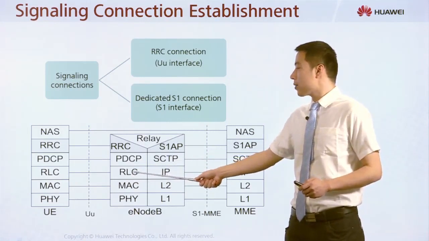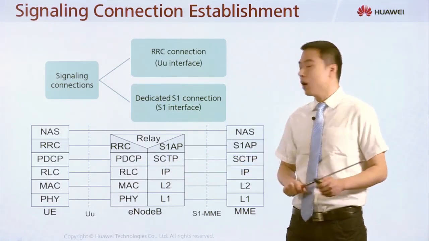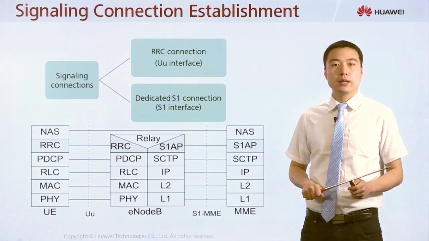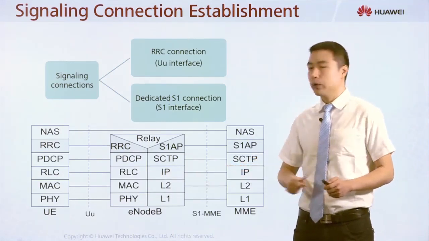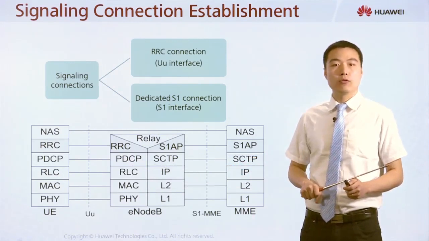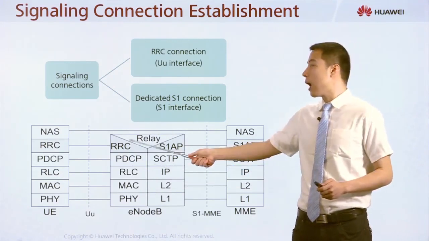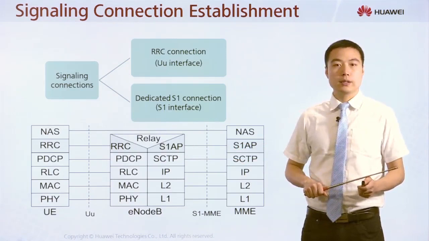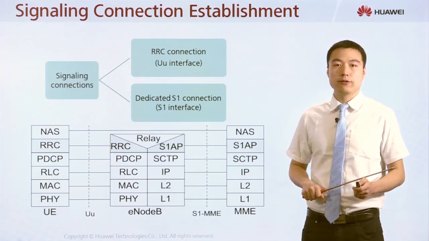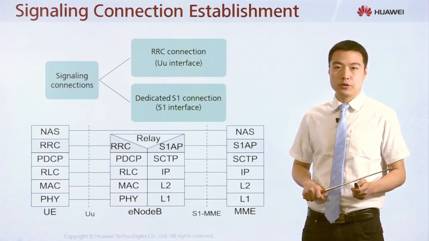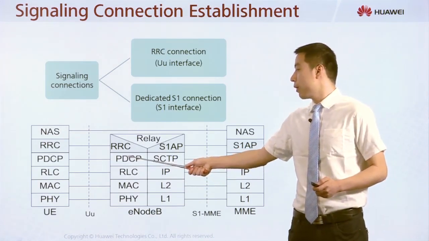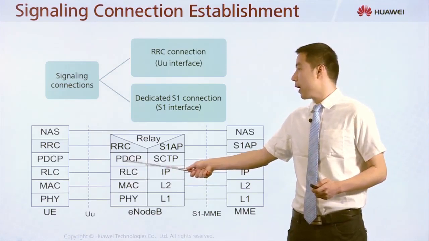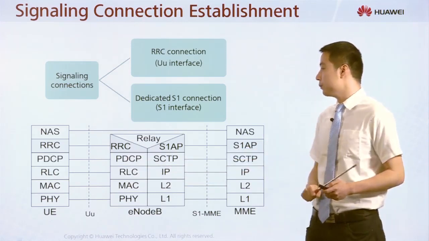The MAC layer, RLC layer, and the PDCP layer, we consider as layer 2 of the Uu interface. The physical layer, we consider as layer 1 of the Uu interface. The RRC layer, we consider as layer 3 of the Uu interface. In the Uu interface protocol stack, we have 3 layers. Layer 1, layer 2 from MAC to PDCP, and layer 3 RRC.